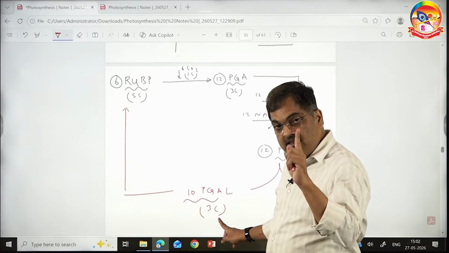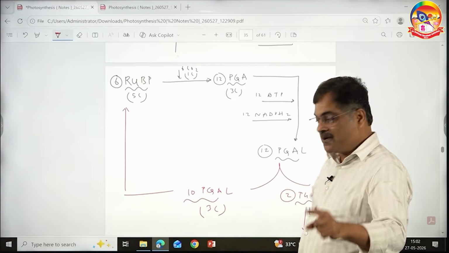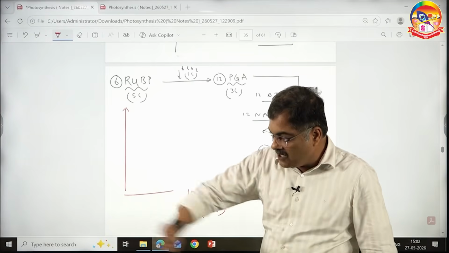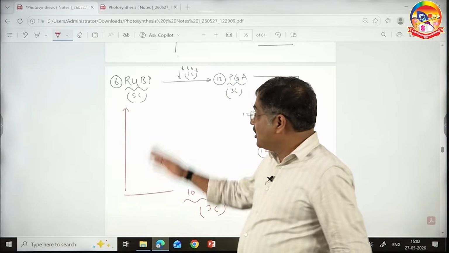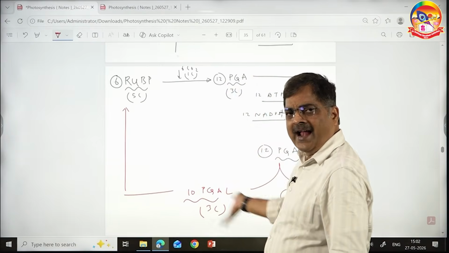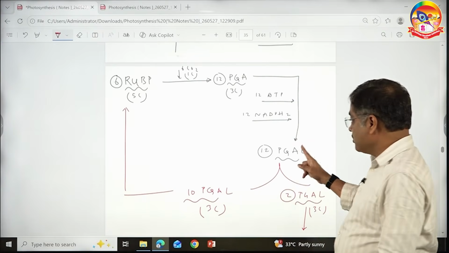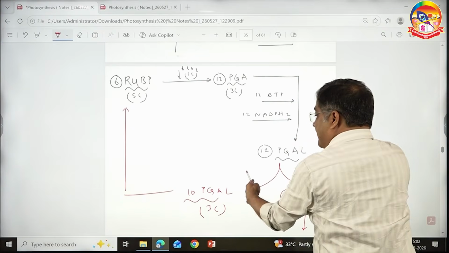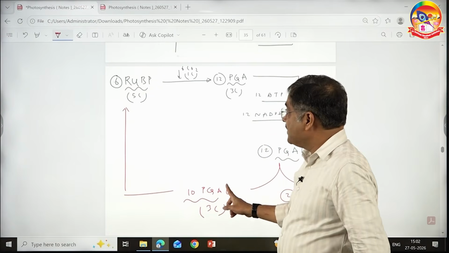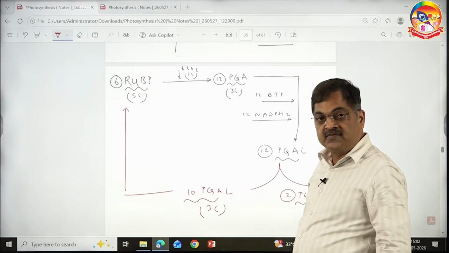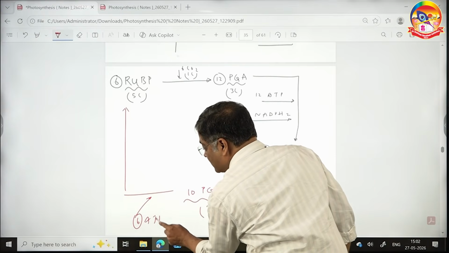10 3s are 30, 5 6s are 30. So now you understood. 10 PGAL, first we have to keep aside. Then only we can produce 6 RUBP. If you can't regenerate RUBP, you can't continue this cycle for long. That is the reason why we took only 2 PGAL. So this is the reduction phase, children. And this is said to be the regeneration phase, where 10 PGAL are utilized in the regeneration of 6 RUBP. And I want to tell you, here I use 6 molecules of ATP.